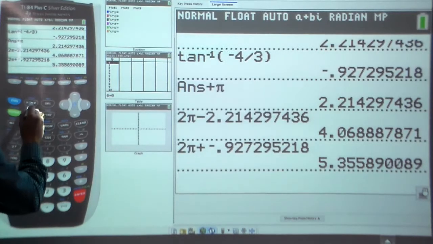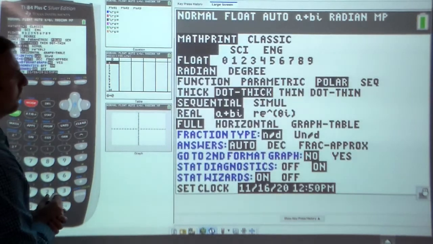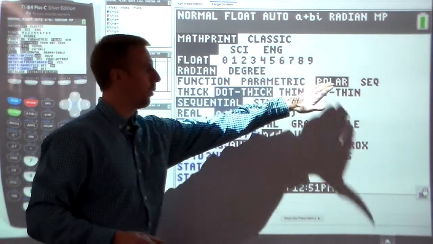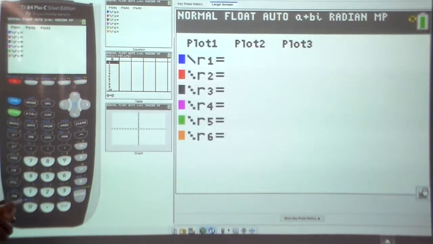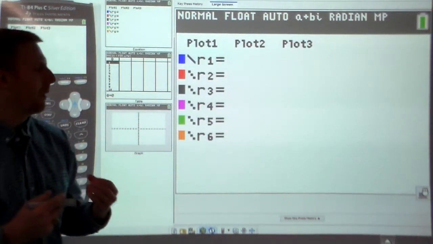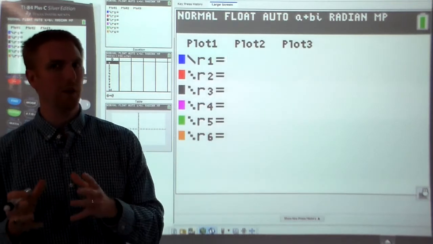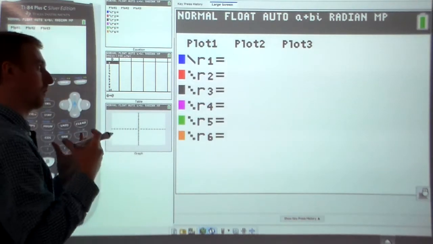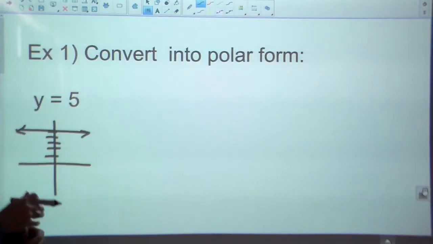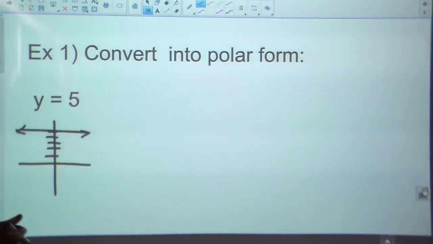So let's go back to the calculator, go to mode, and make sure you are in polar mode now. And let's go to y equals and see what that's going to look like. So now we have r equals. Instead of y equals, we have r equals. So that's how we want to solve this thing. We want to solve for the radius, r. So with that in mind, we're solving for r. Let's think about how we can make this happen.